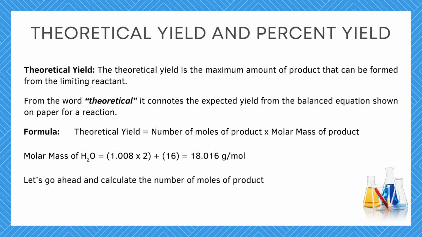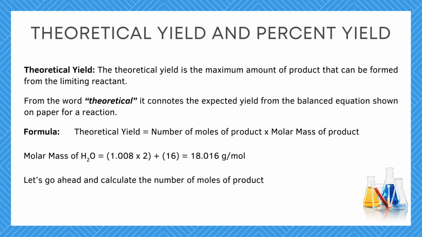From the word theoretical, it connotes the expected yield from the balanced equation shown on paper for a reaction. Before the reaction took place, whoever the scientist was that was writing this out had an expectation from his calculation on paper. That expectation is called the theoretical yield because it has not yet been practicalized. It is still in theory.